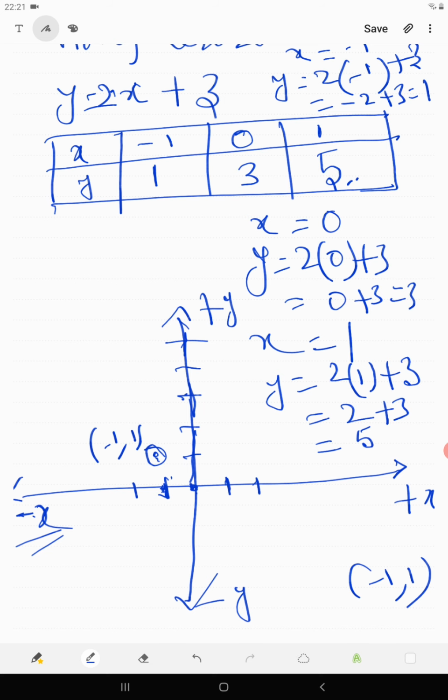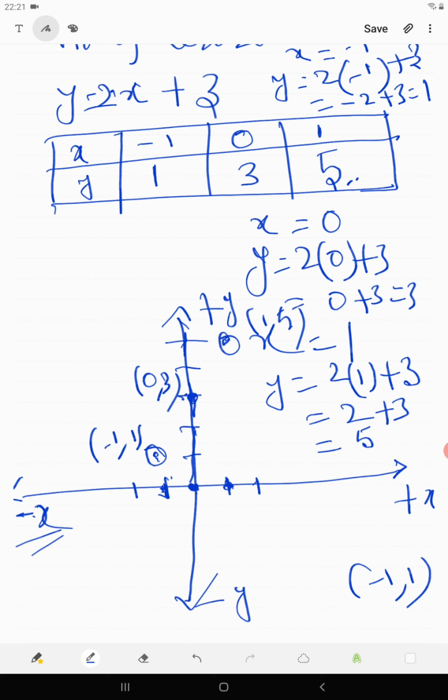Now the second point is (0, 3). So this is our origin 0. At 0, the y value is 3. So from 0 only we will go 3 units up. So this is our point (0, 3). Now the third point is (1, 5). So this is our 1, and from 1 we will go 5 units up. So this is our (1, 5).